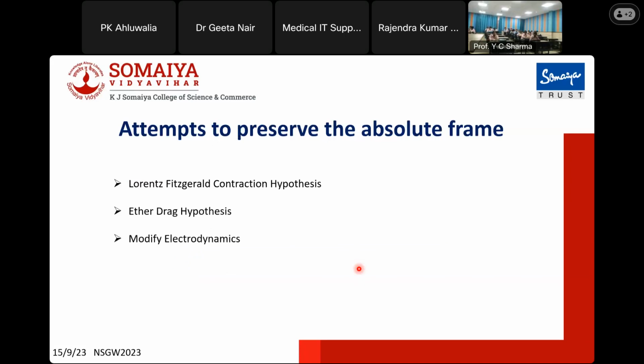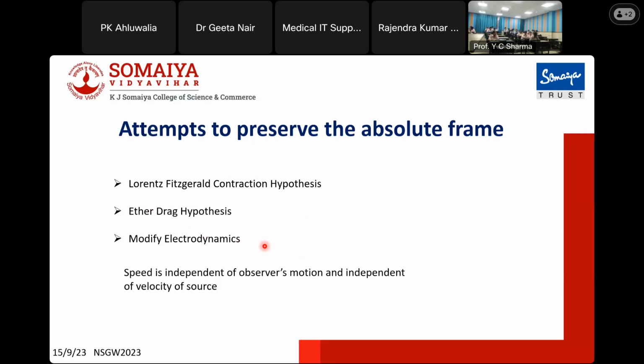Then, when the ether drag hypothesis failed to determine the presence of ether, they thought that there was something wrong with electrodynamics. But experimental data in all three cases showed that there is no need to modify electrodynamics. And the only conclusion which we could gather from here is that ether does not exist.